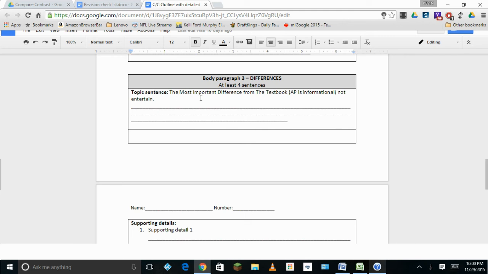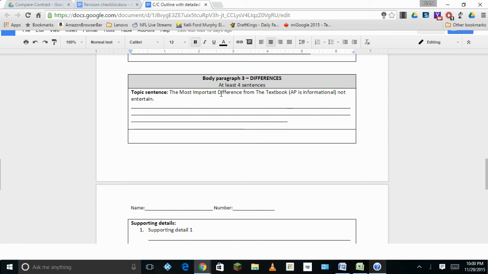Again, it wouldn't be the most important difference from, well, it would be, excuse me. This one is from the textbook. How is the textbook different from the Encounter book? It is that this is all informational. So it is not to entertain. This AP here stands for author's purpose.